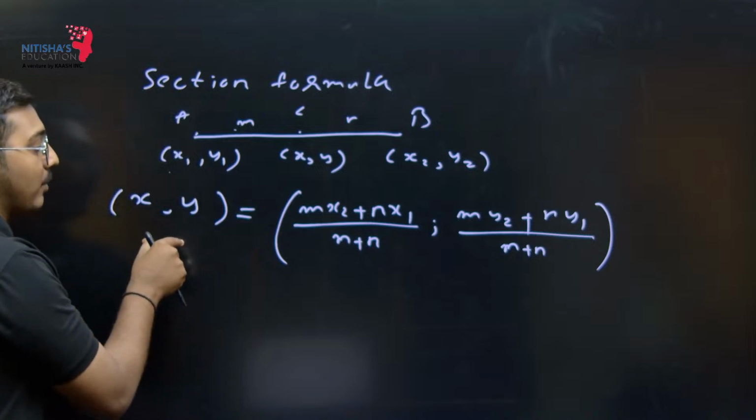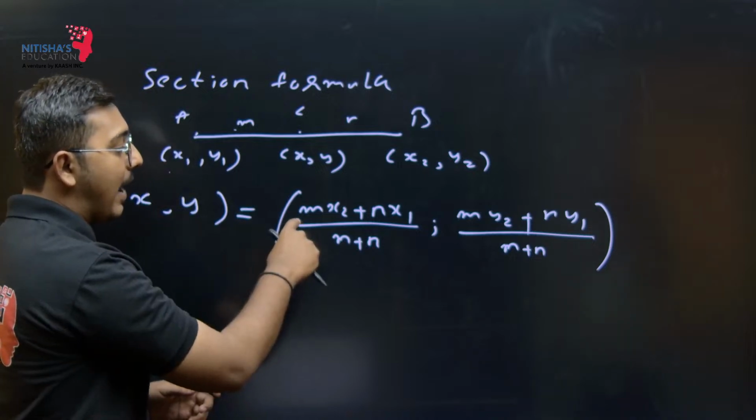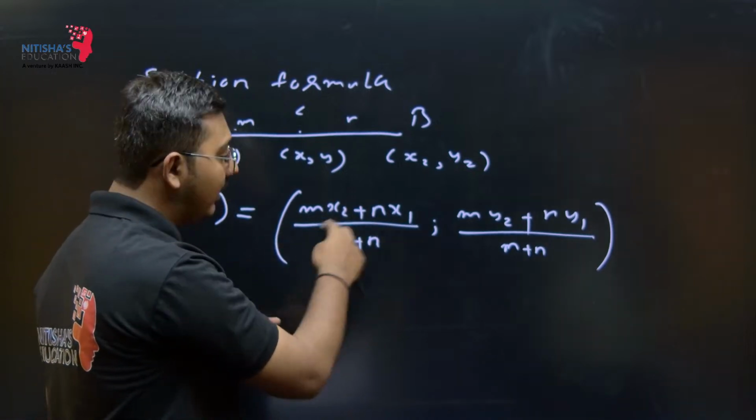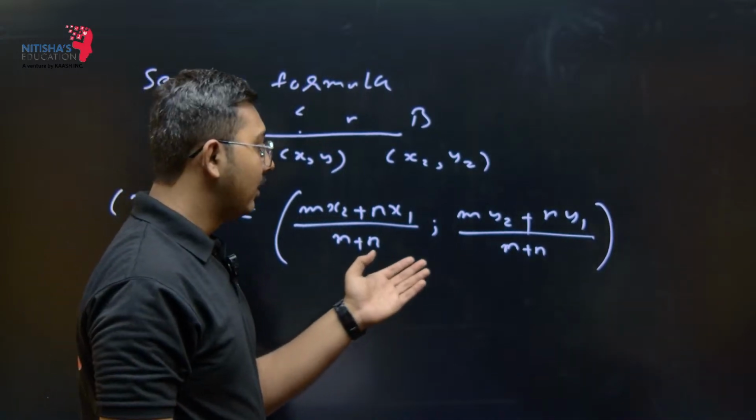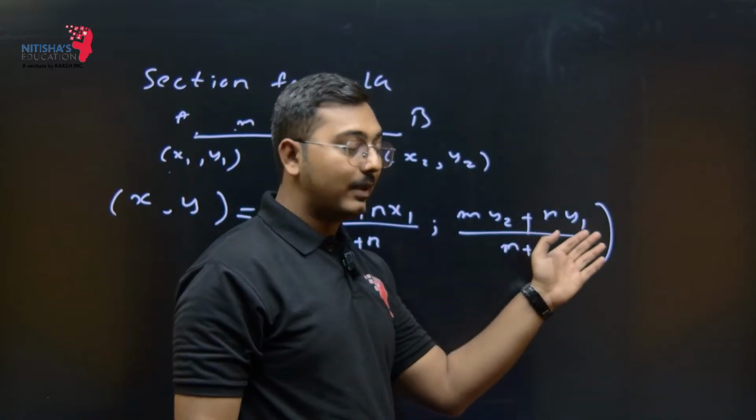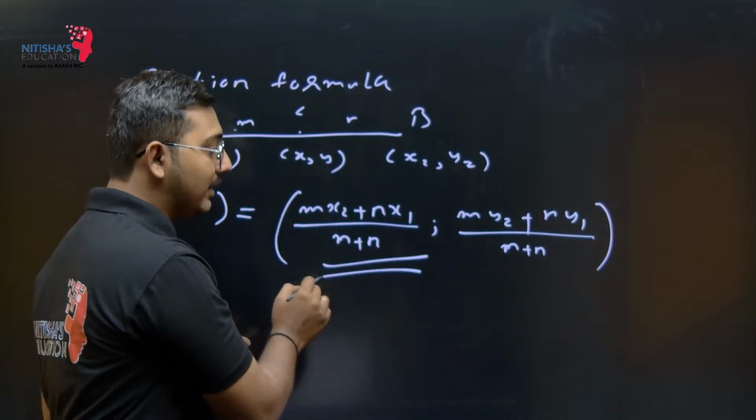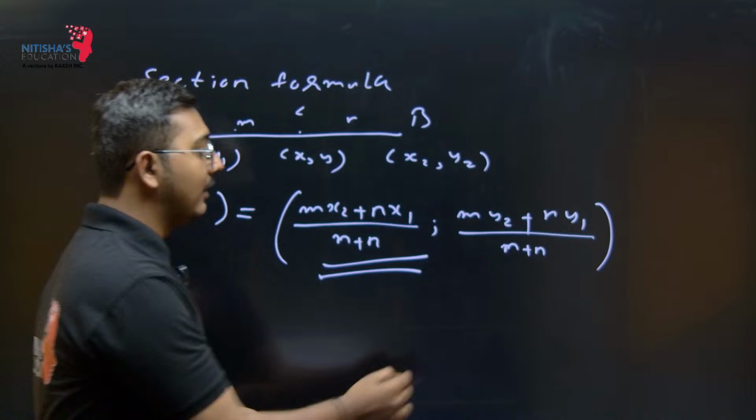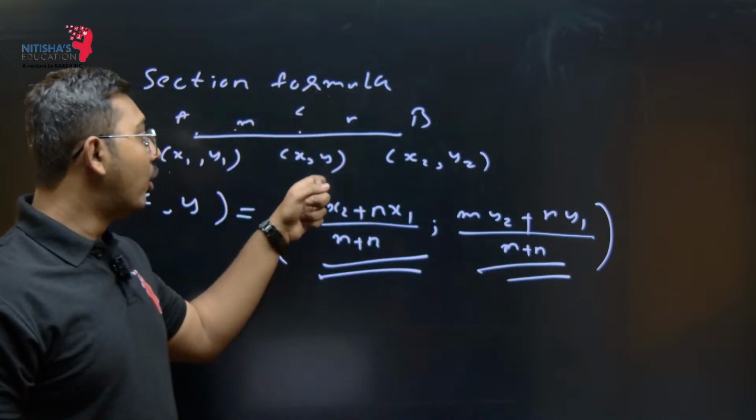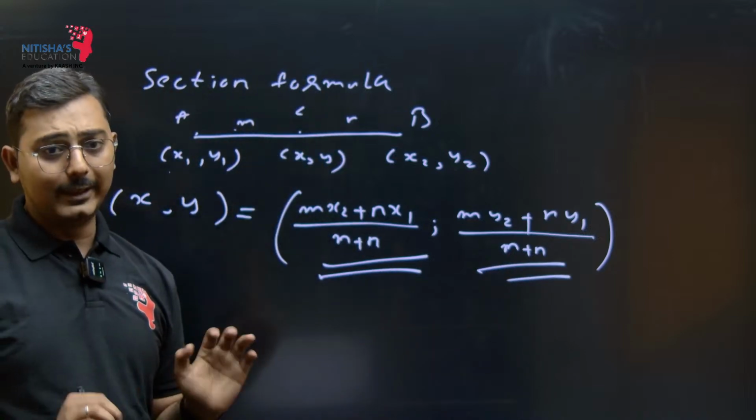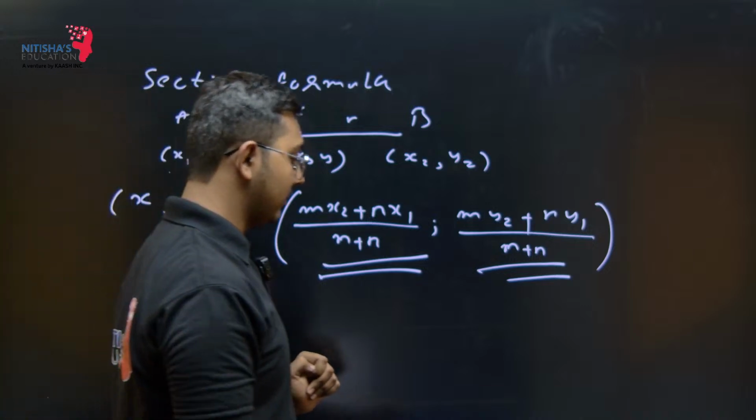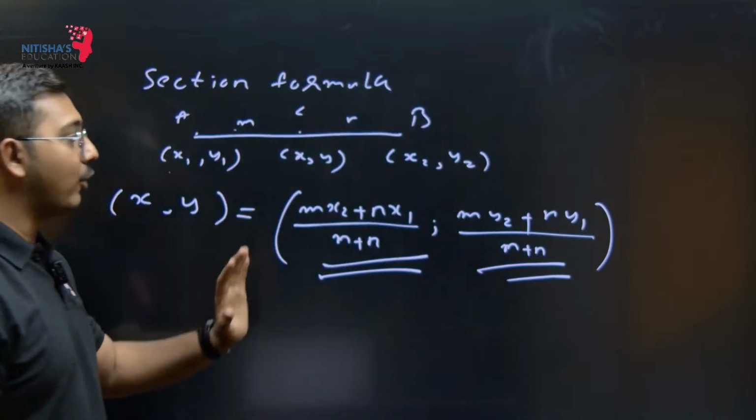The coordinate of x comma y is equal to m times x2 plus n times x1 divided by m plus n, and m times y2 plus n times y1 upon m plus n. This part provides you the abscissa of C, and this part provides you the ordinate of C. Okay. So this is what the section formula is about.